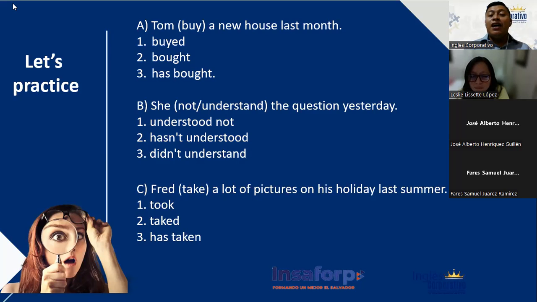Letter B. She not understand the question yesterday. She didn't understand. Excellent. Thank you. We need the auxiliary did and not in the verb. Sin conjugar, ¿no? She didn't understand is the right answer. Letter C. Fred, a lot of pictures on his holiday last summer. Fred took. Okay, yes, you're right. Thank you. Took is the right answer. Fred took a lot of pictures on his holiday last summer.